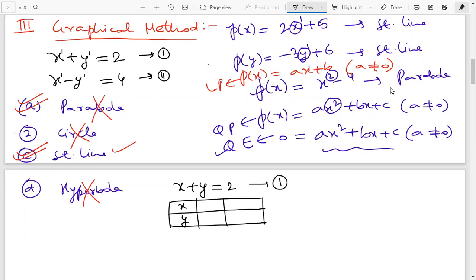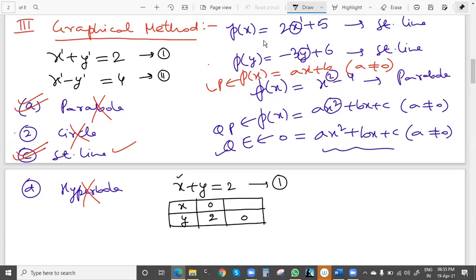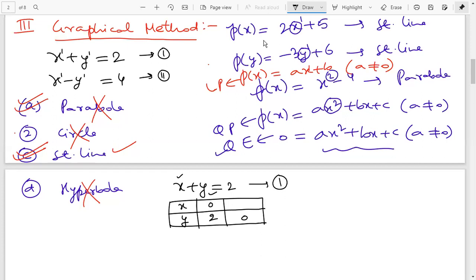Let us take x value 0. So we'll put here 0. Putting x value 0 means taking x value 0. And then what will be y? y will be 2 minus x, means 2 minus 0, that is equal to 2. Now take y 0 this time. If you take y 0 now, so x will be equal to 2 minus y, that is 2 minus 0, that is 2.